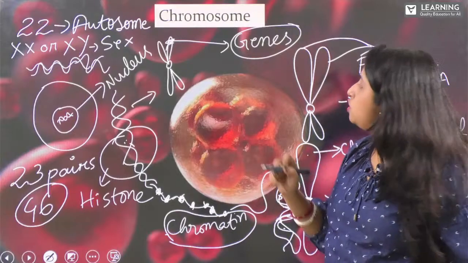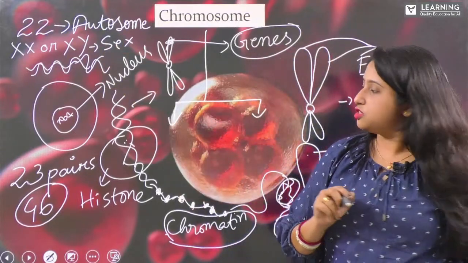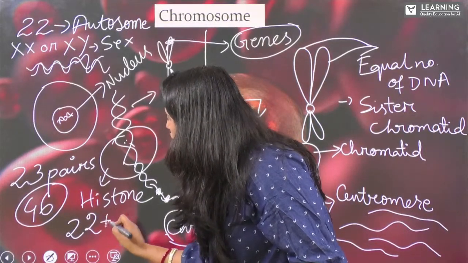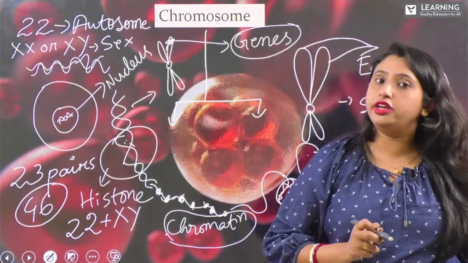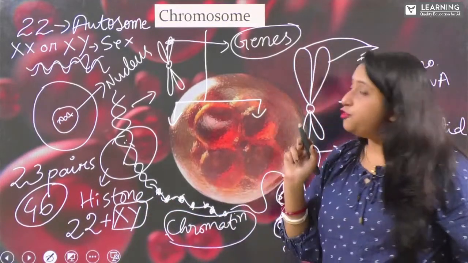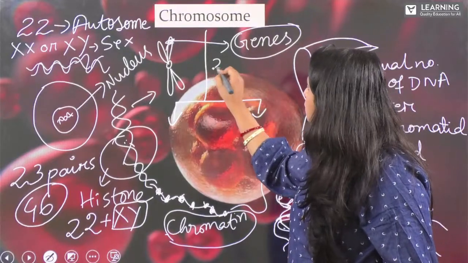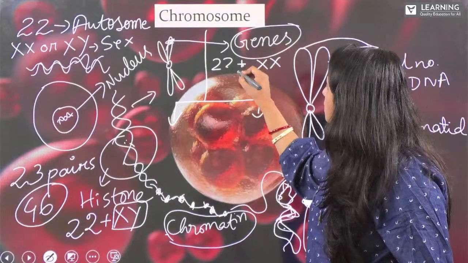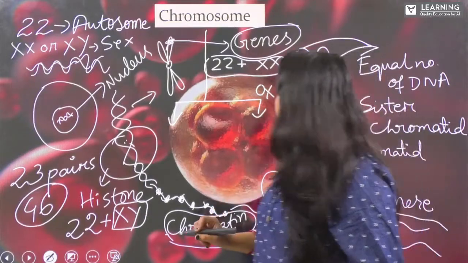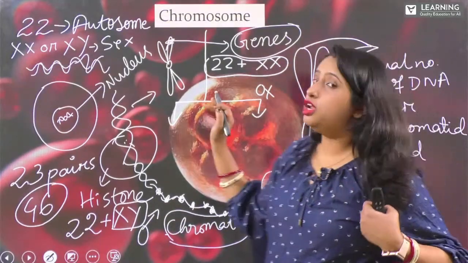Chromosomes are further divided into two types, right? What are the two types? One is the autosome and the other is the sex chromosome. In the case of male, what will be the chromosome number? That is 22 plus XY, right? XY is the sex chromosome. And in the case of female, it will be 22 plus XX. Clear? So this is the chromosome number in the case of female, and in the case of male, this is the chromosome number. This is all about the chromosome we have learned.